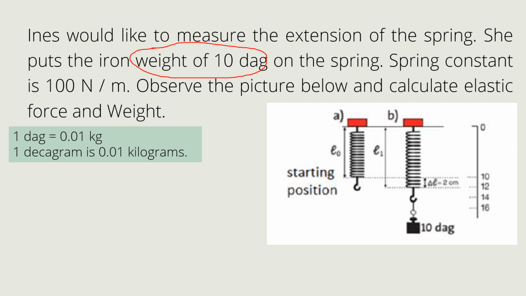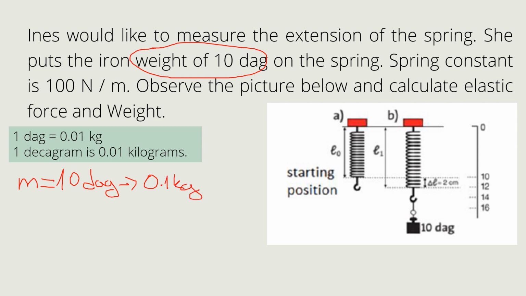Let's first take out all the data we have. So weight of 10 decagrams. So we are talking about mass. So mass is 10 decagrams. First, we need to convert these decagrams into kilograms. We know that 1 decagram is 0.01 kilogram, which means that when you're going from decagram to kilogram, you need to divide by 100. So in our case, when we divide 10 by 100, we get 0.1 kilogram.